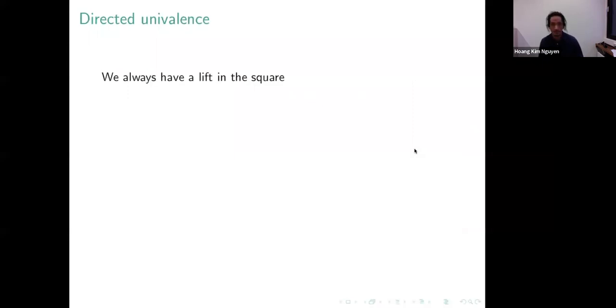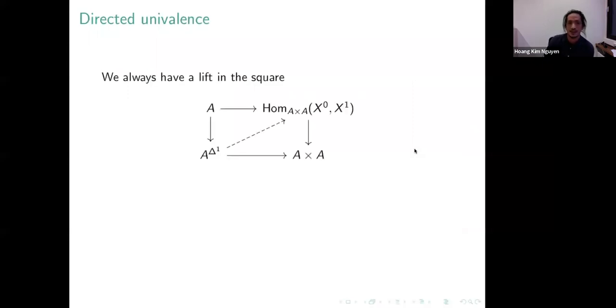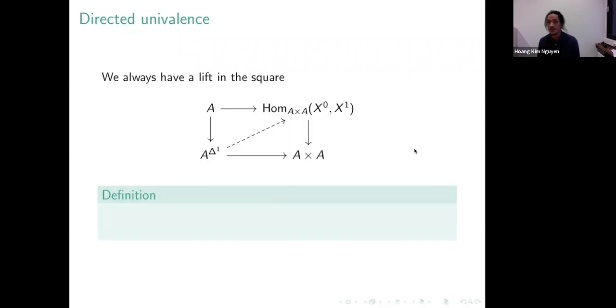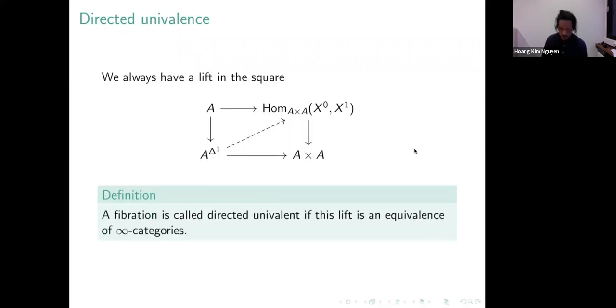Then we always have a lift in the following square. That's the same picture as we had for univalence, but instead of the path space, we really have here the space of morphisms. And then we just do the same definition as before. We call a fibration directed univalent if this lift is an equivalence of infinity categories.